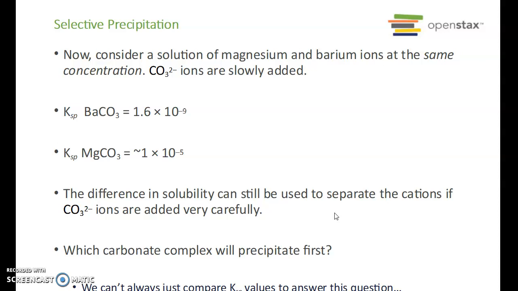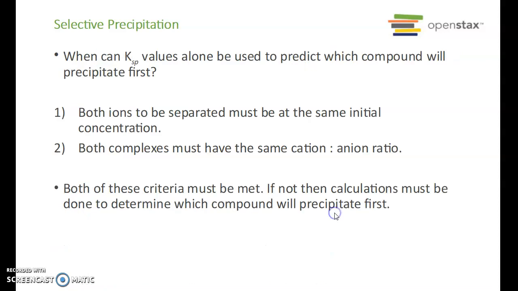Which carbonate compound will precipitate first? Well, you can't always just compare the Ksp values to answer the question. You actually have to do the experiment.